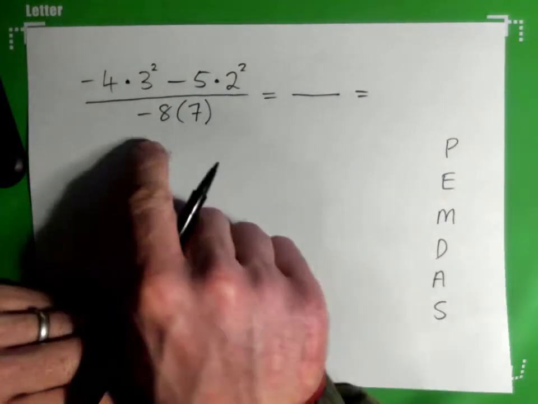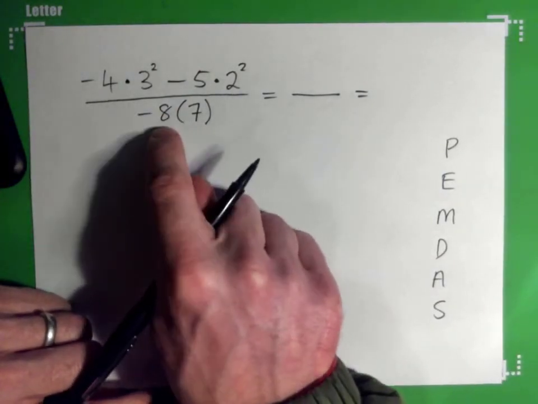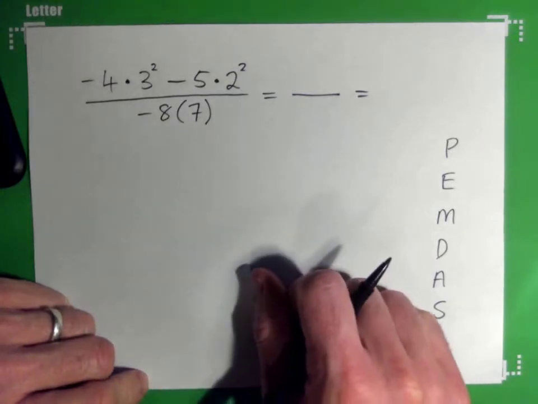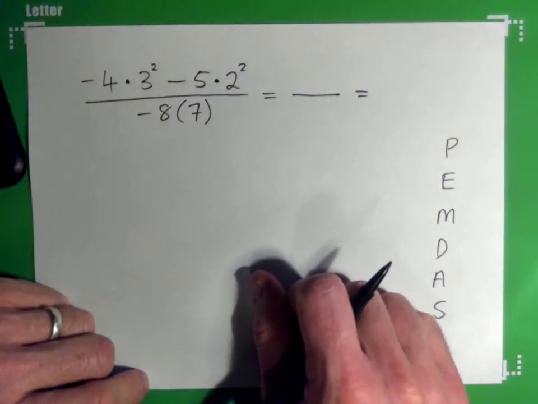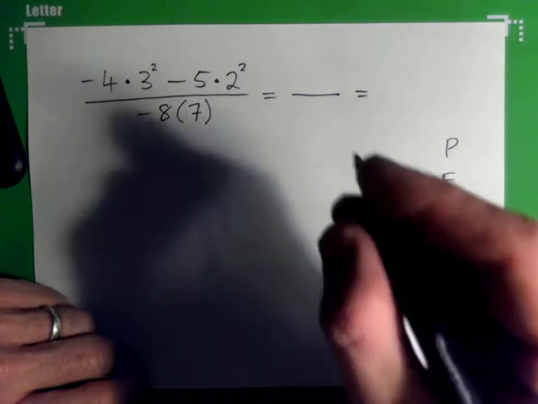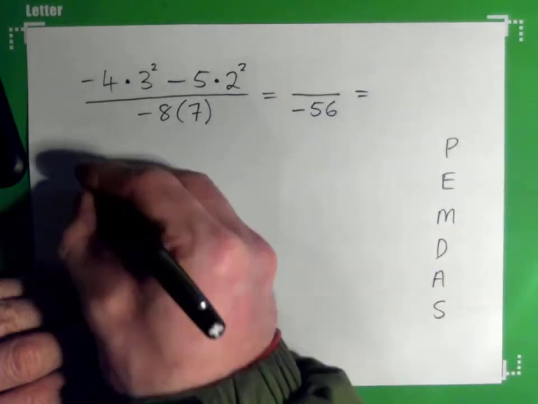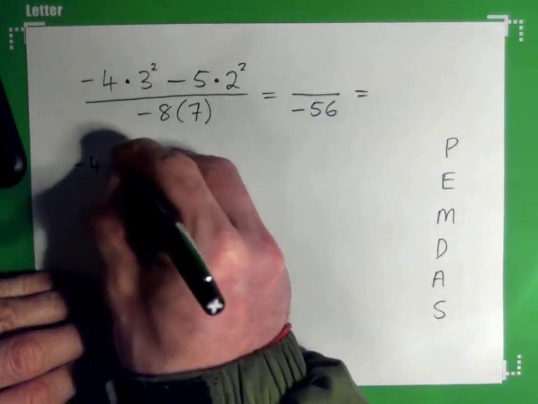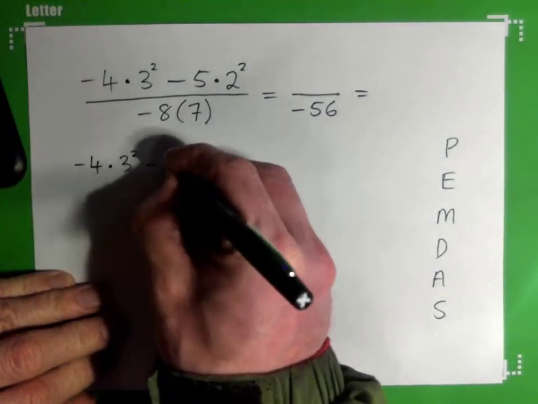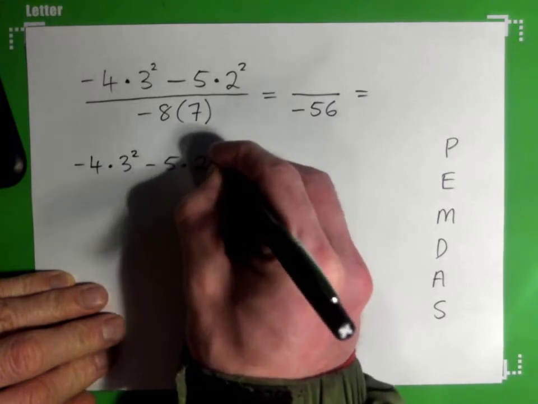So just for fun, I'm going to start with simplifying the bottom. What's negative 8 times 7? Yeah. Negative 56. Good work. And the top is negative 4 times 3 squared minus 5 times 2 squared.